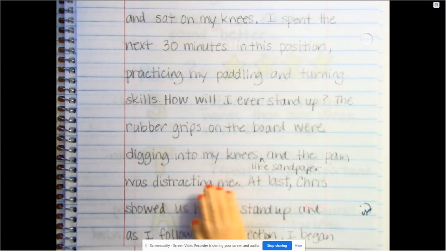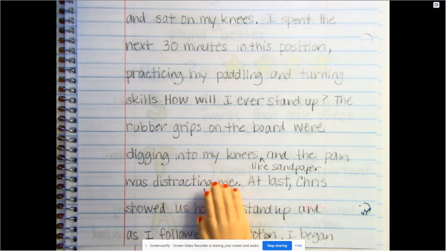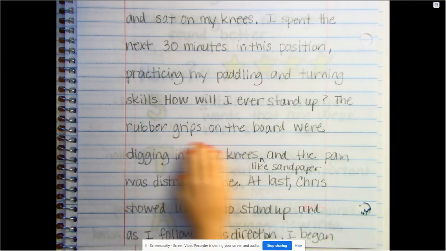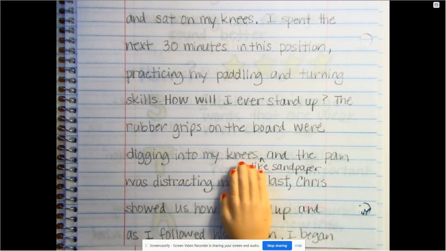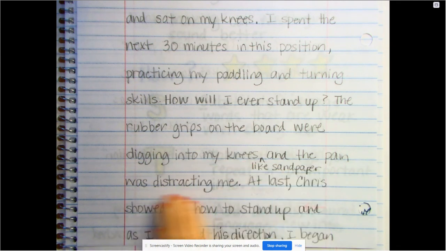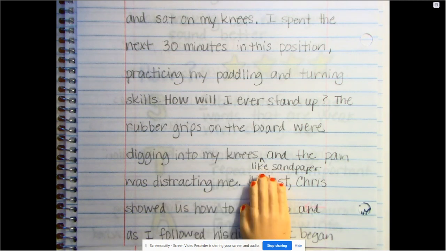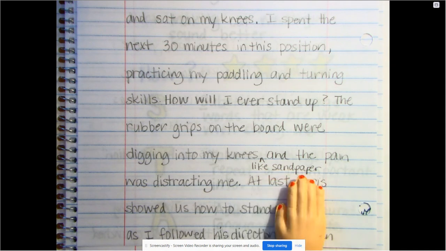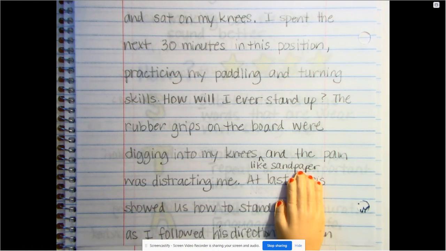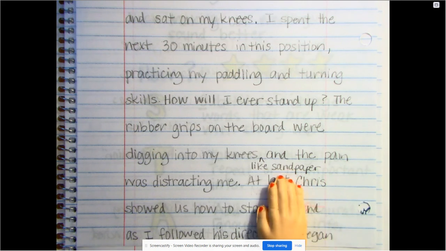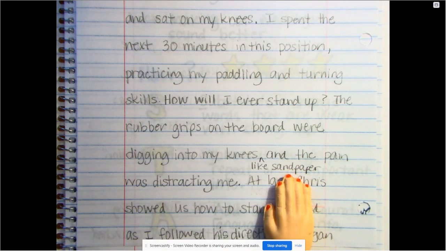Remember when I was talking about learning how to stand up on the paddleboard? And I talked about the rubber grips on the board were digging into my knees and the pain was distracting me. Well, I went back and I added, that board was digging into my knees like sandpaper. Does that help you to understand what it felt like? It was gritty, bumpy, and it was hurting. I think if I had left that detail out, you might not understand my story as much. So I wanted to put that in there to make it a little bit better. I wanted to show you instead of just telling you it was digging into my knees.